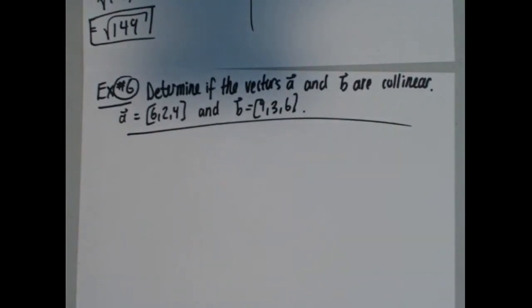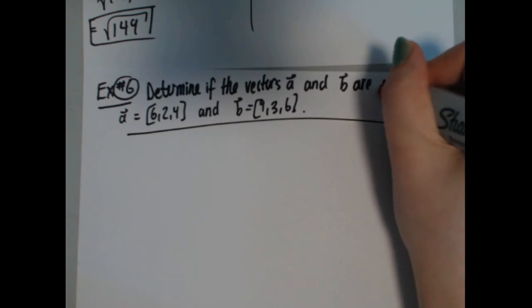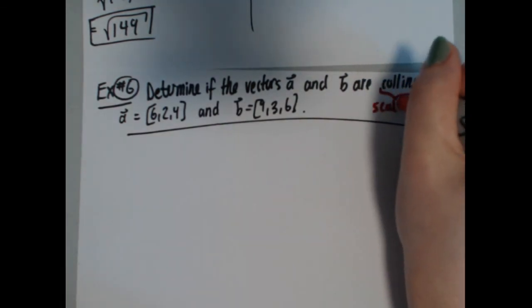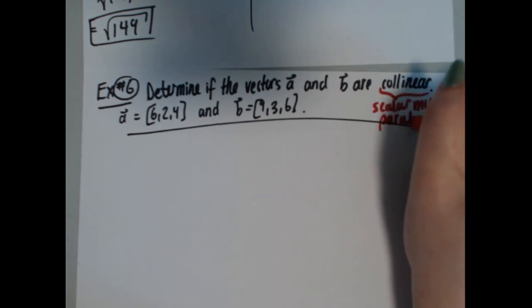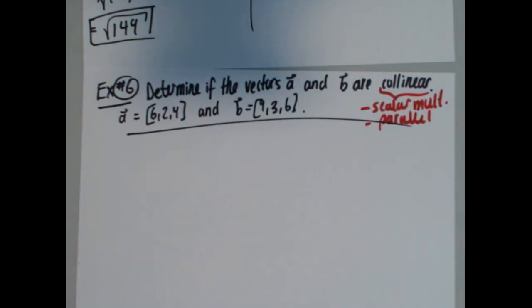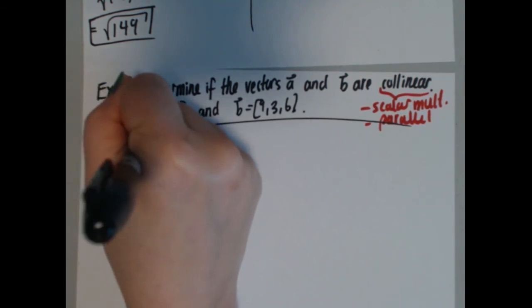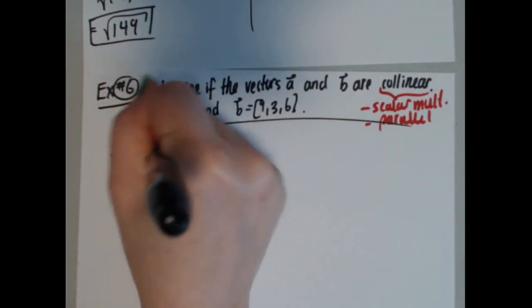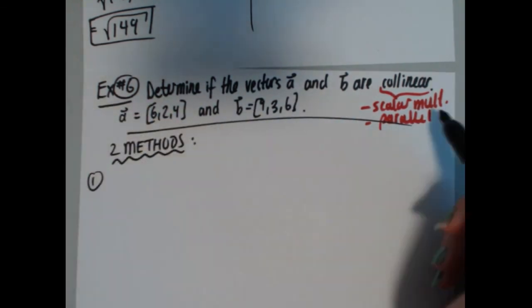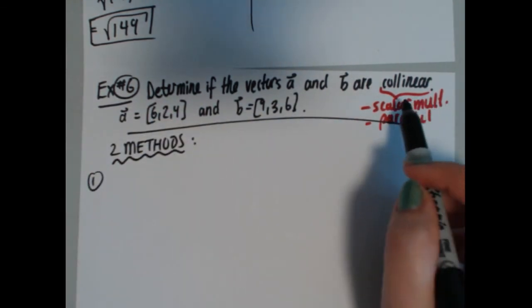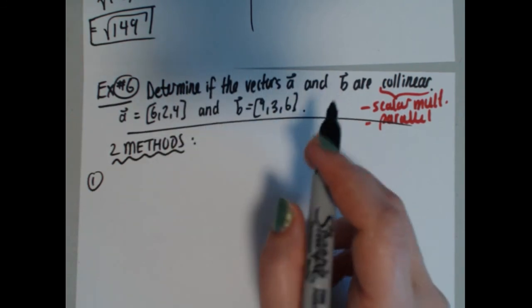So now remember, in order to be collinear, well, there's a couple ways of saying this. That means they're scalar multiples. It also means they're parallel, which also means that they're scalar multiples. So it's going to be the fact that they're scalar multiples that helps us here. Although I'm going to show you another method here as well. So we have two methods to solving this problem. Okay, so method one, we can do the same thing we did before. So if they are scalar multiples, that means there's some constant that you can multiply to one vector to get the other vector.